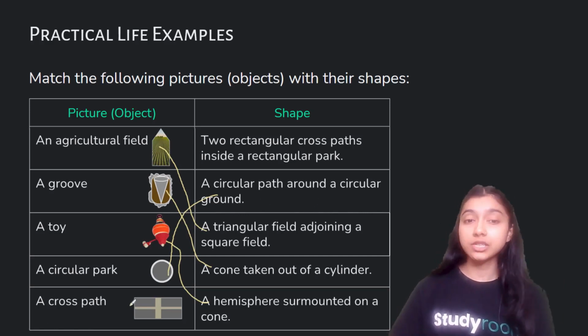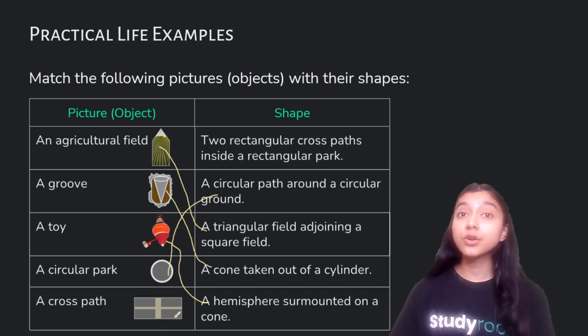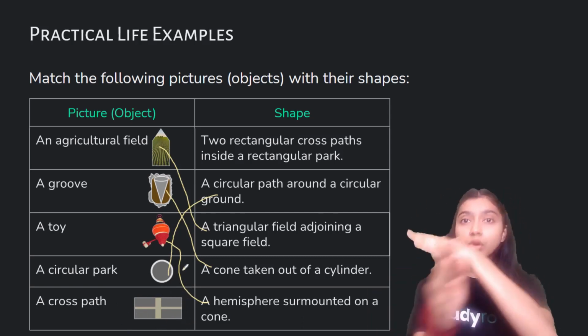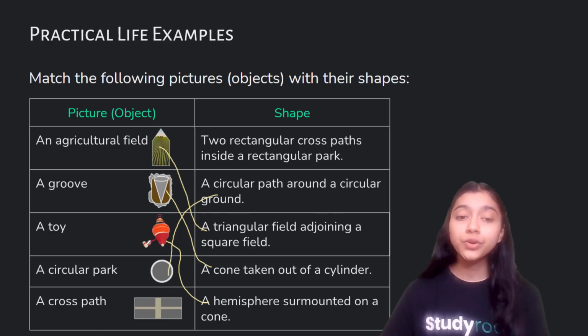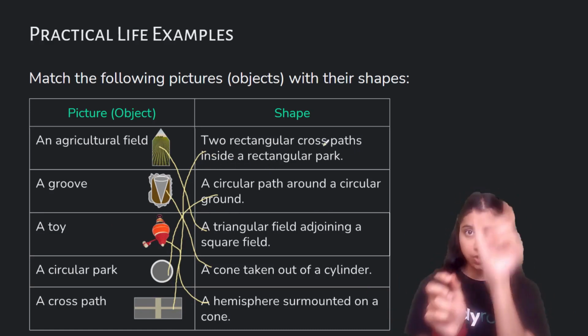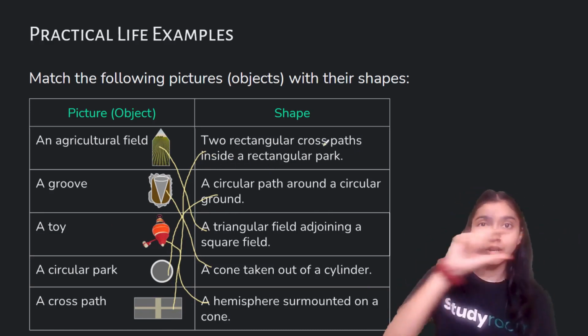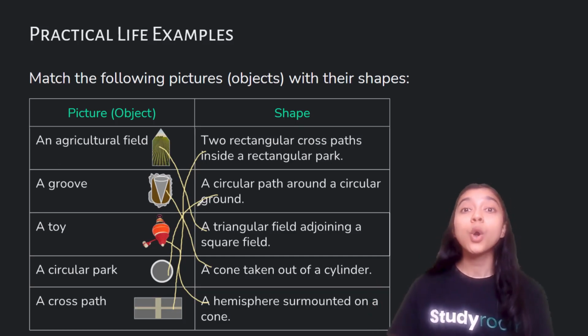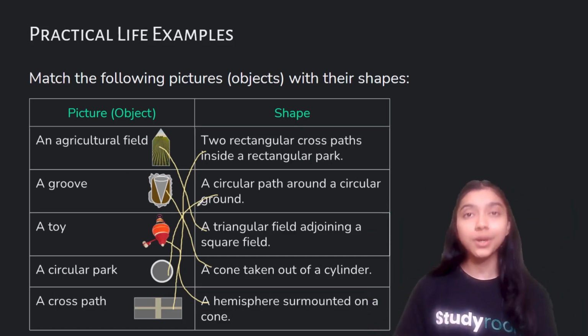Now, we have a cross path. What does it look like? It looks like a rectangular cross path inside a rectangular path. Like this is a rectangular path, and then we have these two rectangles that are crossing each other. So, we will match this one with the first option, that is two rectangular cross paths within a rectangular path.